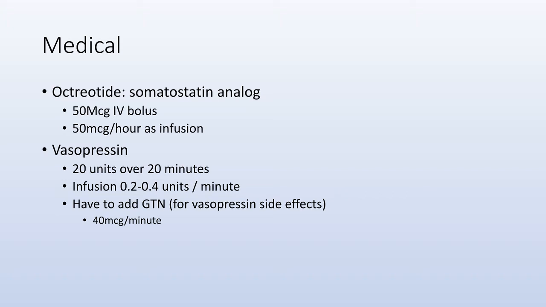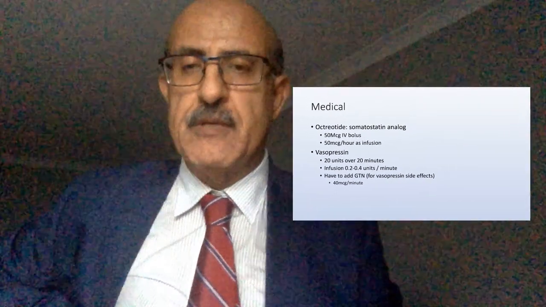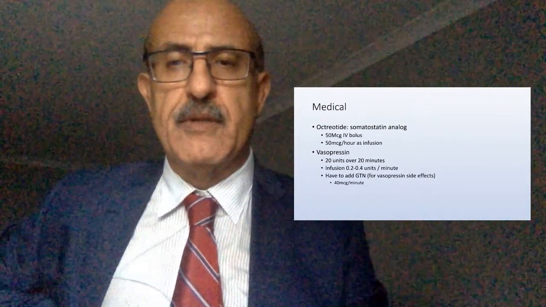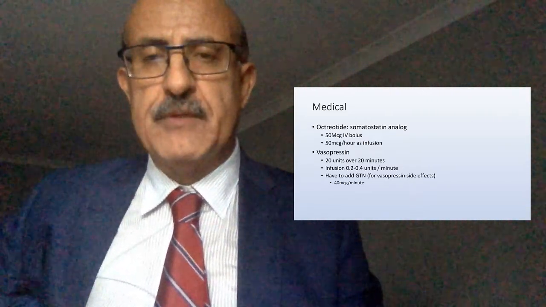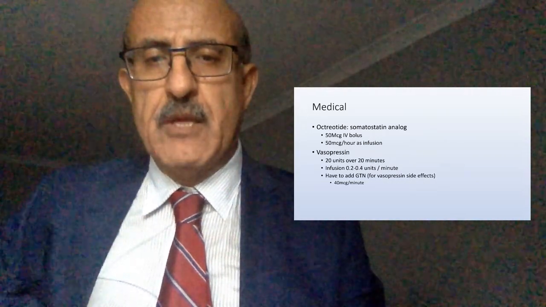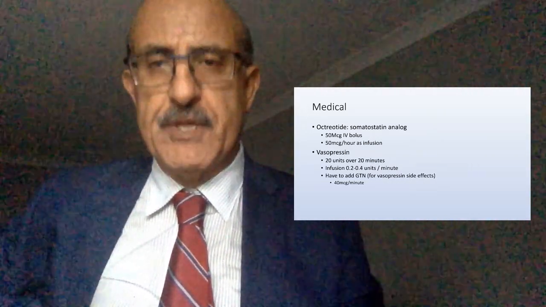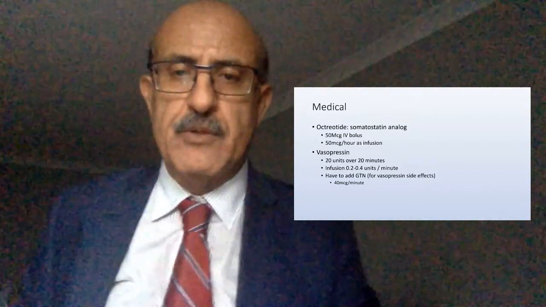They can have cardiac complications and side effects from the vasopressin, and it is advisable that once you start the vasopressin, you also put the patient on GTN infusion at a rate of 40 microgram per minute. These medications are very effective, and they tend to help in controlling the bleeding process. And very often you will find that they get instituted, or at least bolus doses get started, even prior to the endoscopy.